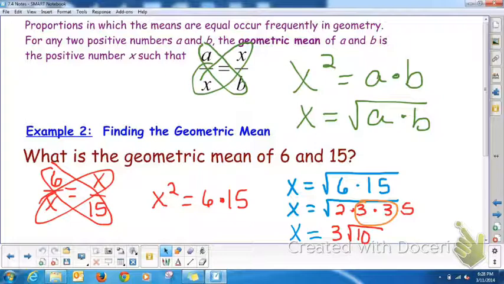And again, you could have done 6 times 15 and gotten 90. And then the factors of 90 are 9 times 10. And the square root of 9 is 3. But why multiply to only divide, to factor it out? So this might be an easier method.